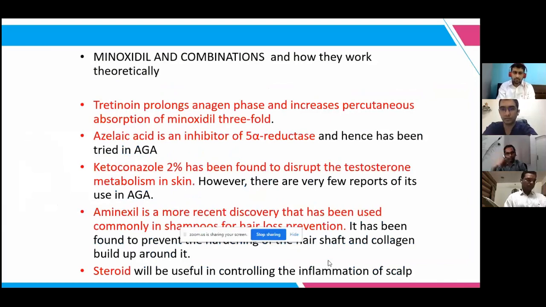Okay. The minoxidil combinations, how they work theoretically, I'll just try to explain. Tretinoin prolongs the anagen phase and increases the percutaneous absorption of minoxidil threefold. Azelaic acid, you know very well, is an inhibitor of 5-alpha reductase. And ketoconazole also, you know, has been found to disrupt testosterone metabolism in the skin. It was usually used in shampoos, but of late it has been used because they say that the fibrosis around the hair shaft will be broken, and then it will give thickening of the hair shaft, something like that.